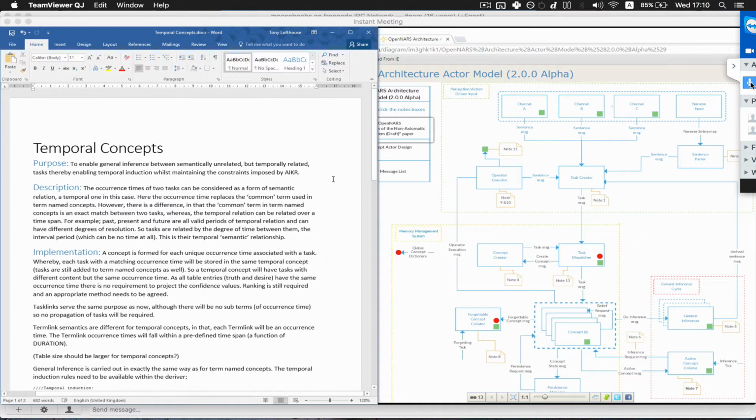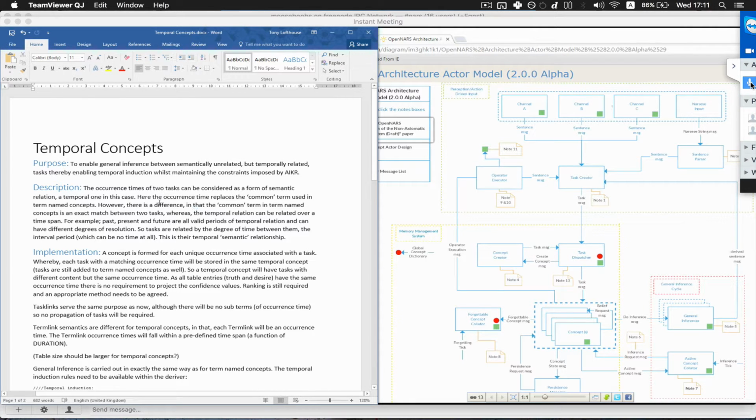So the idea is to enable general inference between semantically unrelated tasks, i.e. that they're temporally related, but they're semantically unrelated. At the moment, you can only do inference between two tasks that share a common term. So if you want to create a sequence of events of arbitrary terms, you're out of luck. There's no way of doing that. Temporal concepts are put in place to enable us to do temporal induction between arbitrary terms, whilst maintaining the constraints imposed by the assumption of insufficient knowledge and resources.